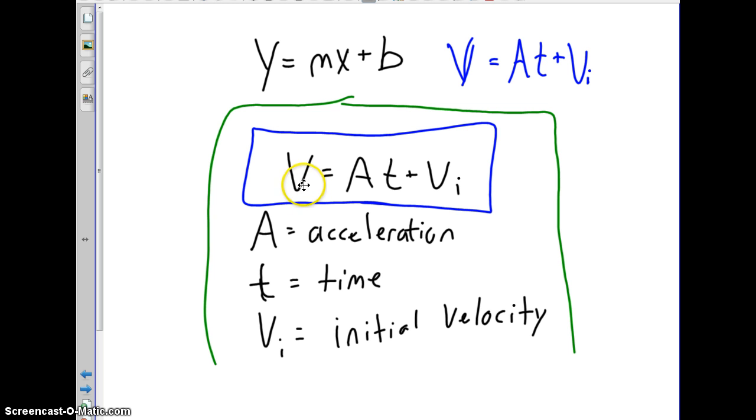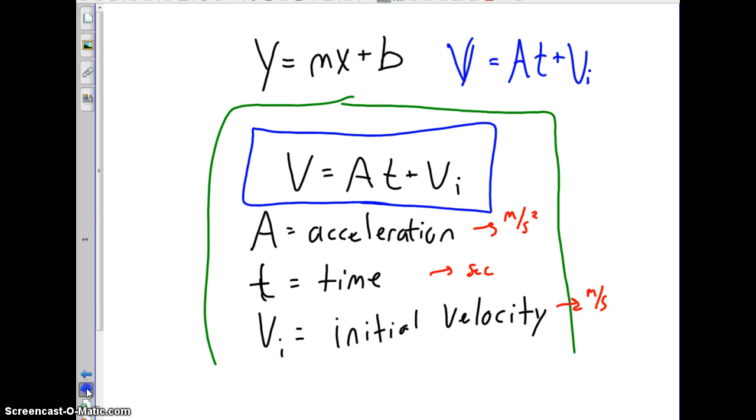And my hint for using this equation would be that you need to identify what these different pieces are. And the best way to do that is to use the units. I talked about this in class, but acceleration has units of meters per second squared. Time is in units of seconds. And initial velocity is in units of meters per second. So you should be able to quickly see those pieces and plug them in.